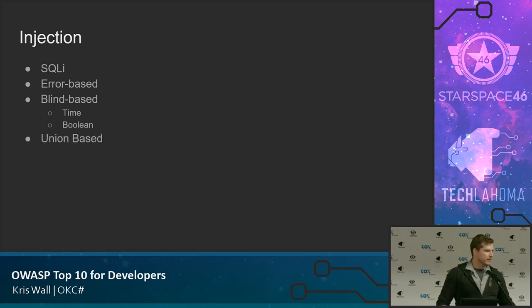Or if 1 does not equal 2. So there's Boolean logic, where it will only display the information that you want, or only change something on the page, if a condition is true or false. And then finally there's union-based, which is the weirdest one of all.